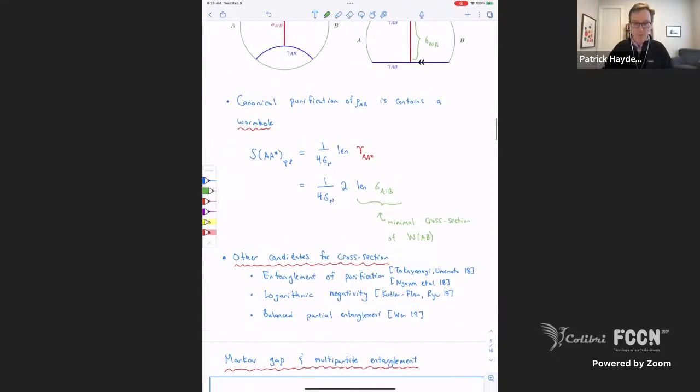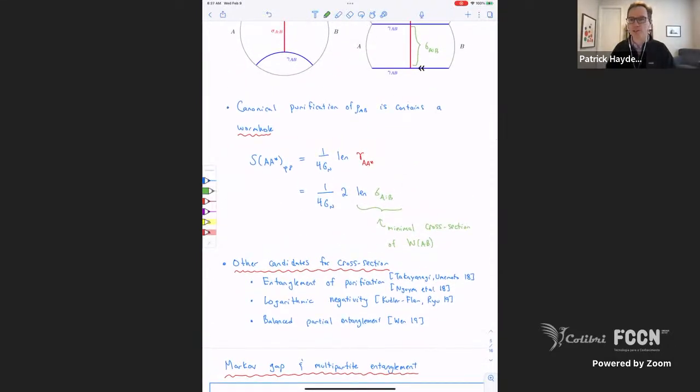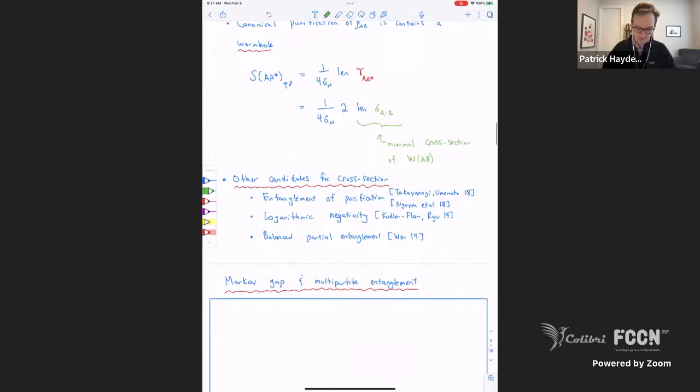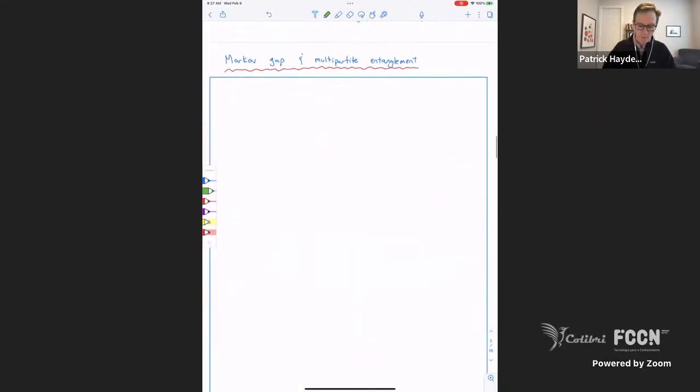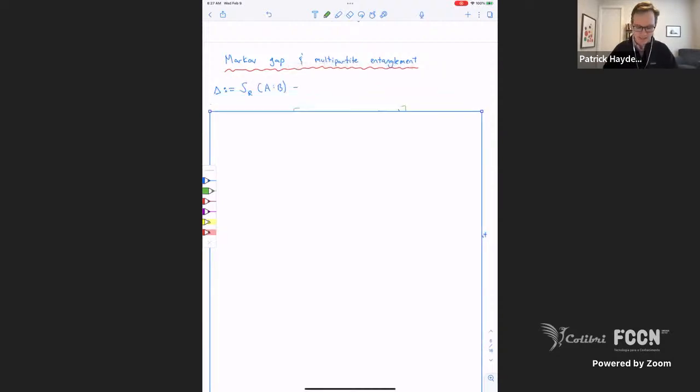I'll just pause there for a moment and ask if anybody wants to ask any questions about the definition and the geometric interpretation of this quantity. No? All right. Well, what does this have to do with multipartite entanglement? I promised you at the beginning that we would say something about multipartite entanglement.